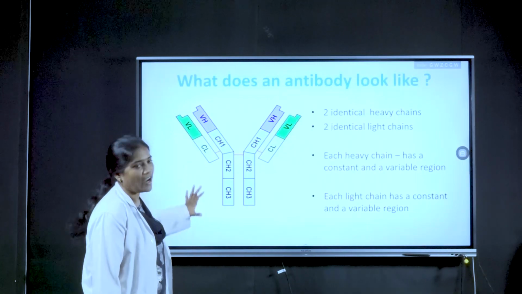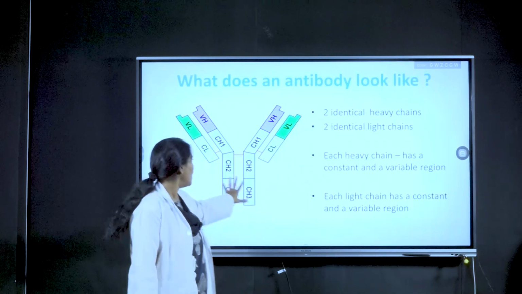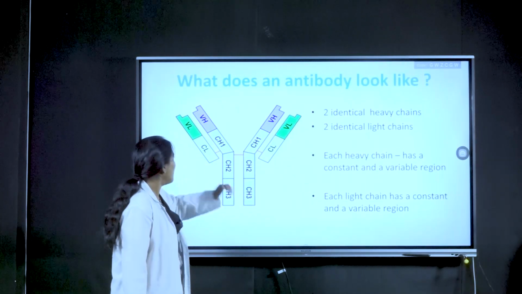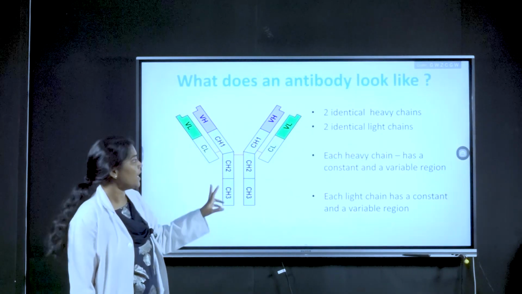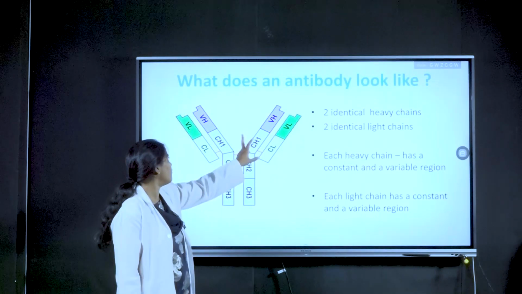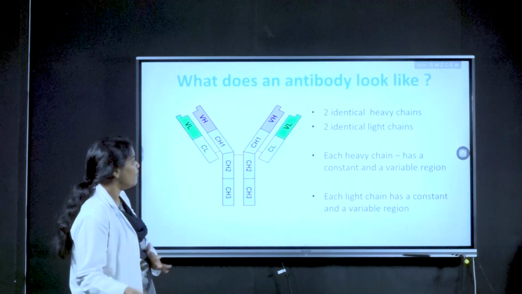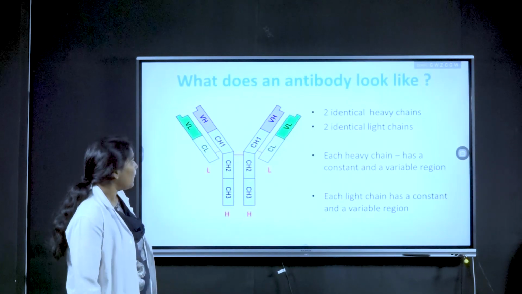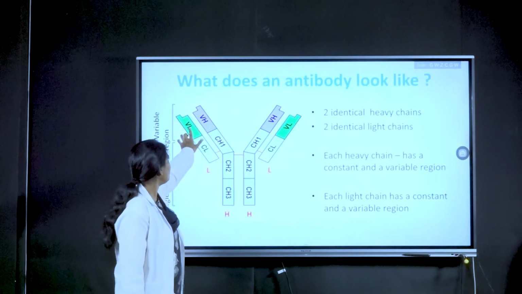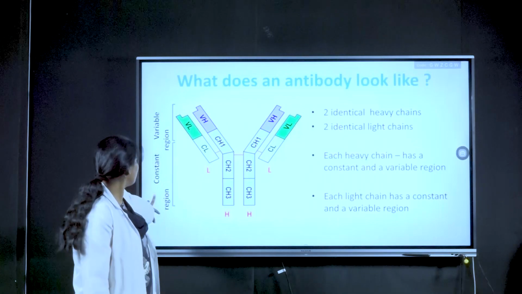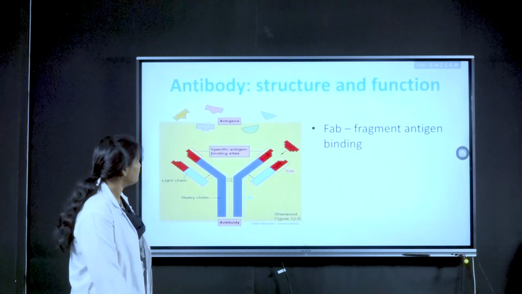So this is the structure of an antibody. It has two identical heavy chains and two identical light chains. Each heavy chain has a constant and a variable region. Each light chain has the same thing, constant and variable regions. This is a light chain, this is a heavy chain. So constant and variable regions can be detected.